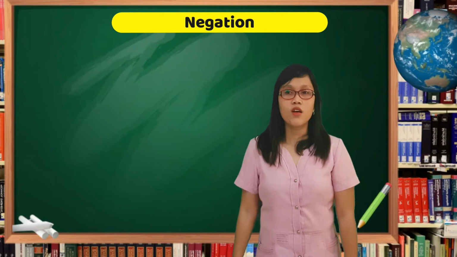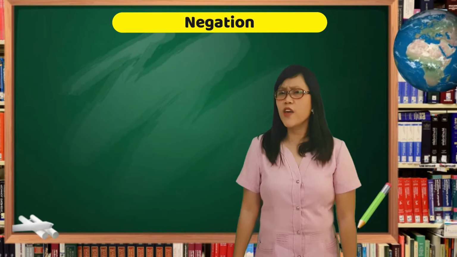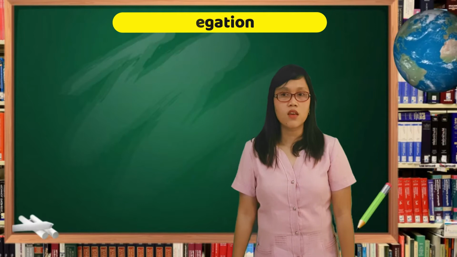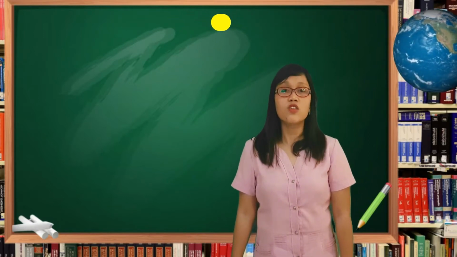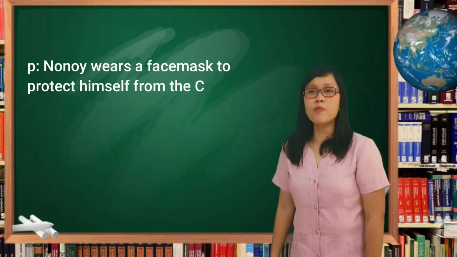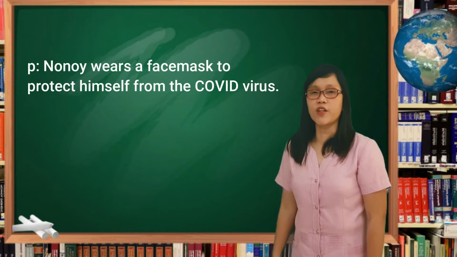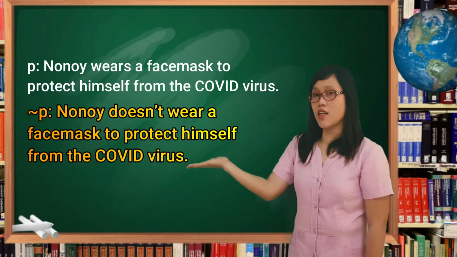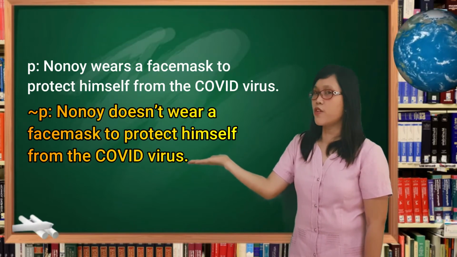Negation is the result of reversing the truth value of a given proposition. If a proposition is true, its negation is false. And if a proposition is false, its negation is true. Let's have an example. Given the proposition P, Nonoy wears a face mask to protect himself from the COVID virus. The negation of that statement is Nonoy doesn't wear a face mask to protect himself from the COVID virus.